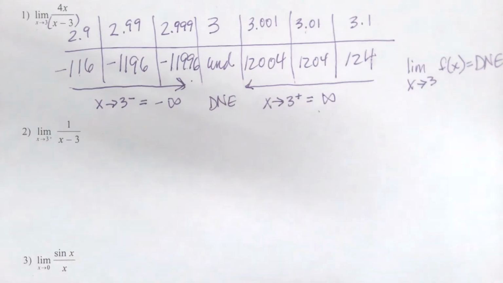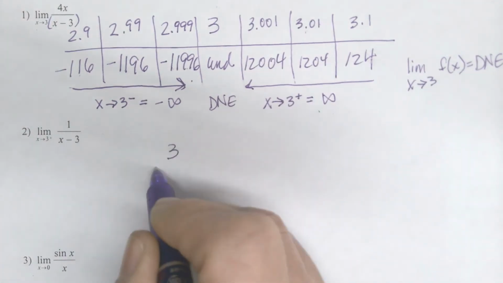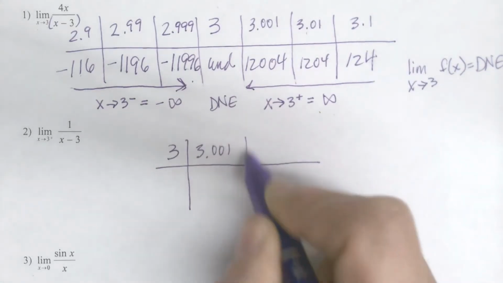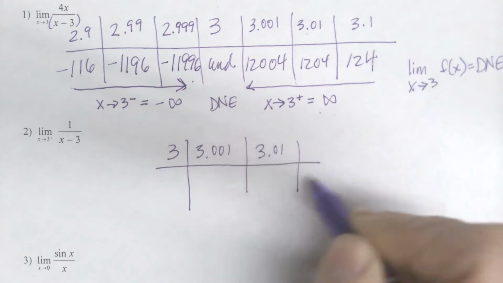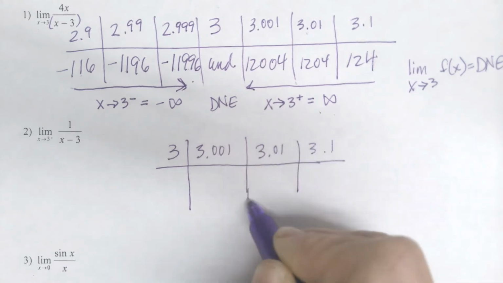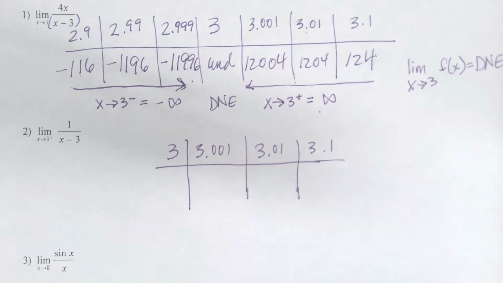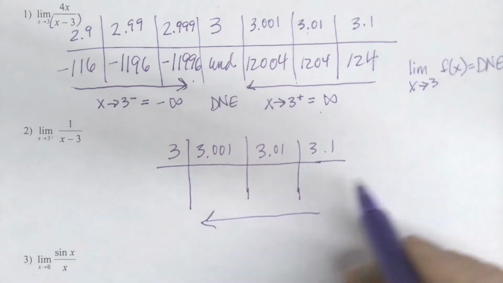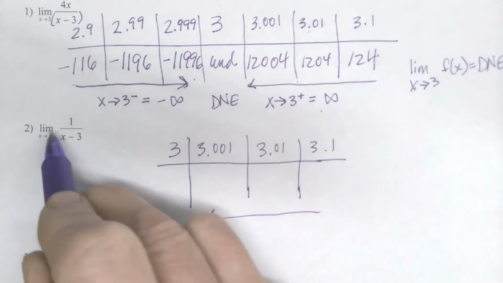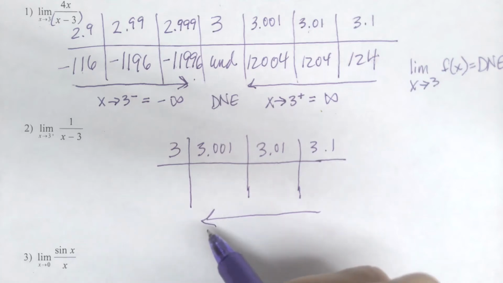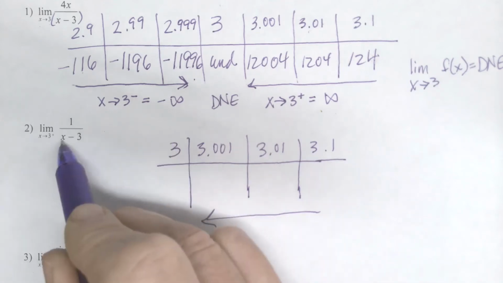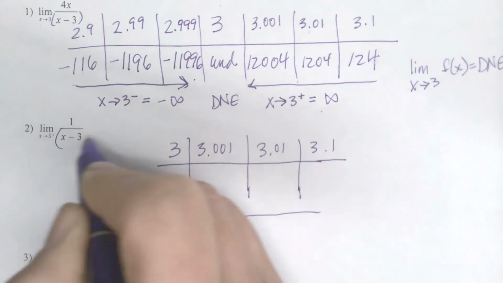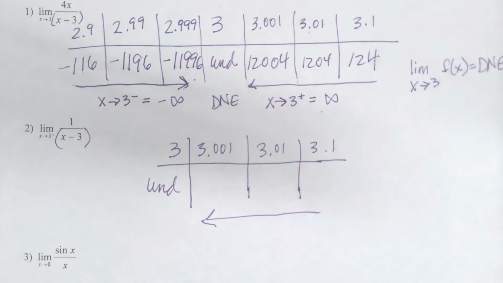So when I make my table, I am going to start at 3, but then I'll get just the tiniest bit bigger, a little bigger than that, and a little bigger than that. And if I can't find the pattern, maybe I need to do more, but usually this should be enough. So I'm coming in from the right. If I plug in my value here of 3, I will end up with 3 being undefined.